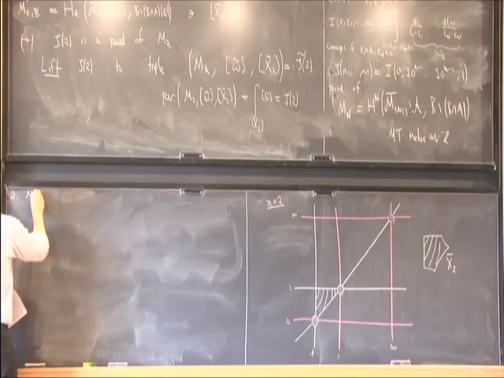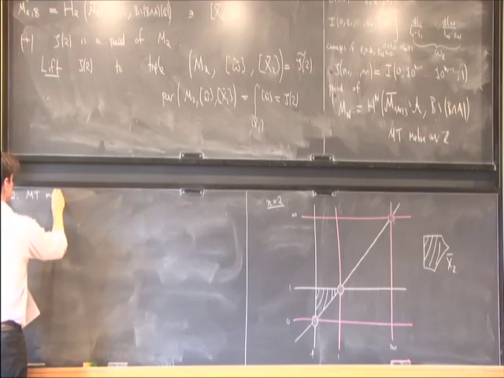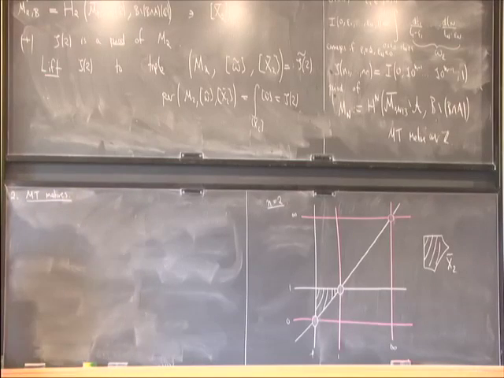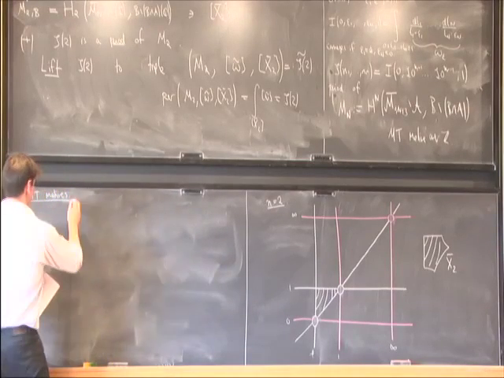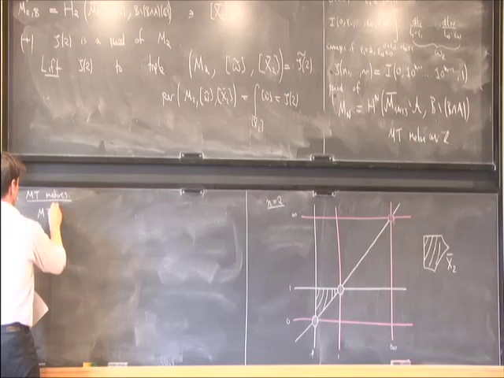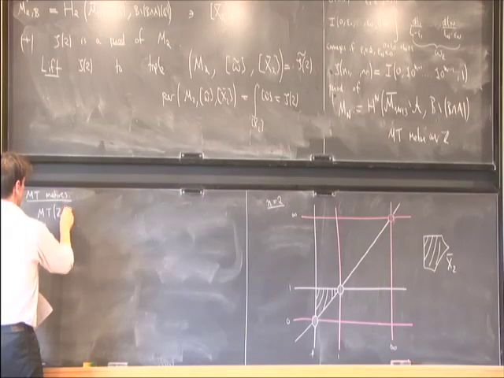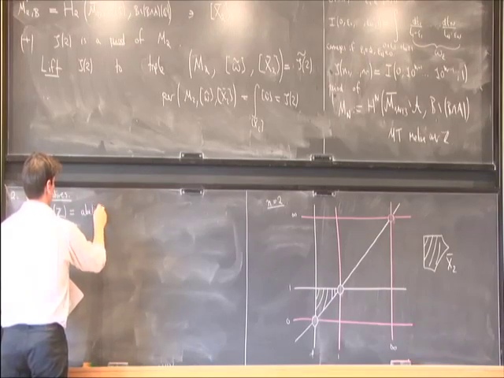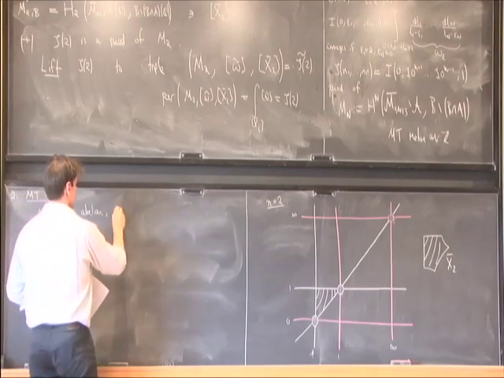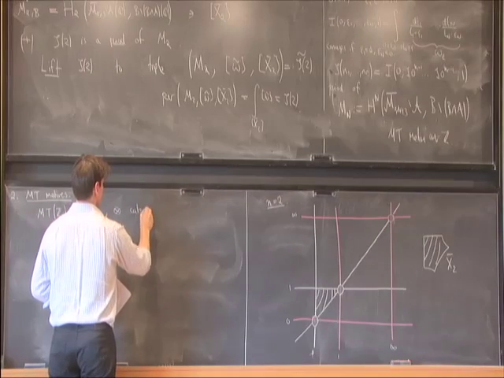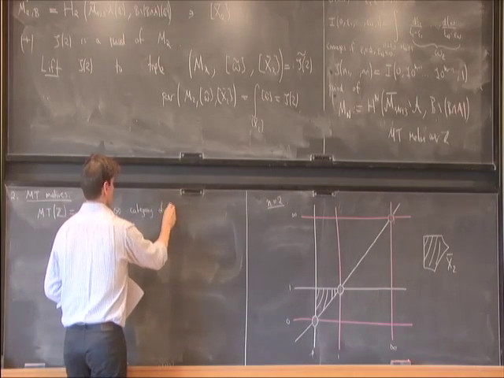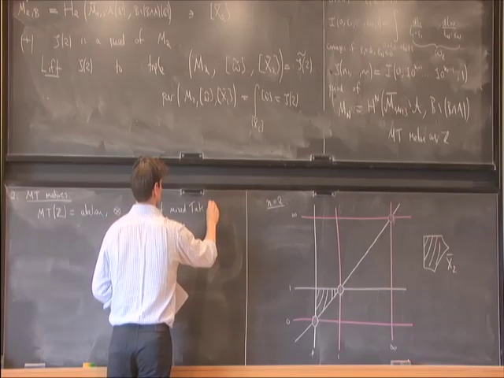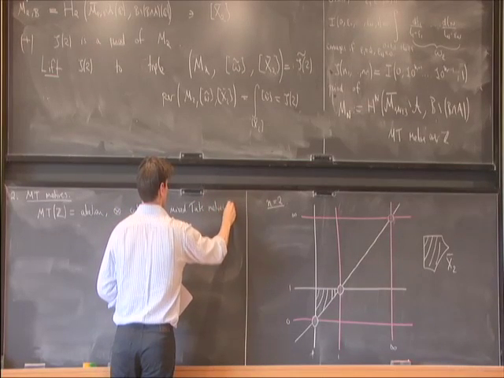So now I need to say something about mixed Tate motives. I've written down lots of examples of mixed Tate motives. So let me note MT(Z) is the abelian tensor category of mixed Tate motives over Z.